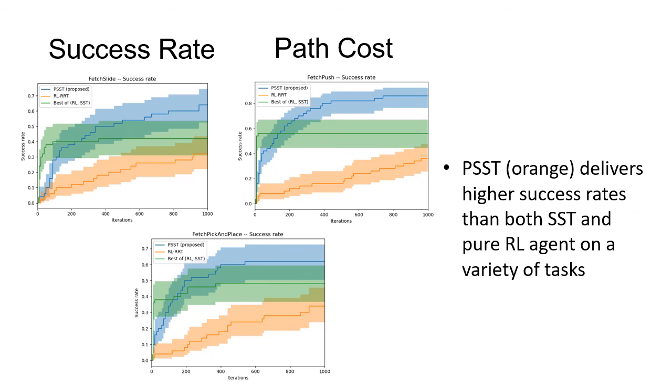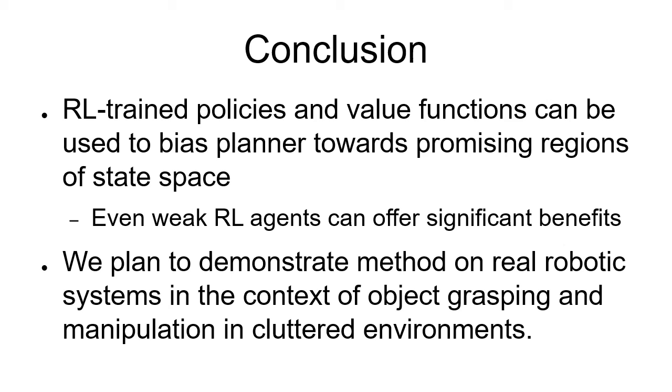In conclusion, reinforcement learned policies and value functions can be used to bias planners towards promising regions of state space. Even weak reinforcement learning agents can offer significant benefits in this regard. In the future, we plan to demonstrate this method on real robotic systems in the context of object grasping and manipulation in cluttered environments. Thank you.